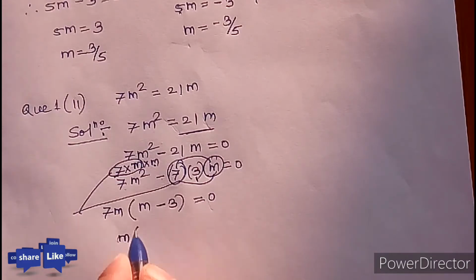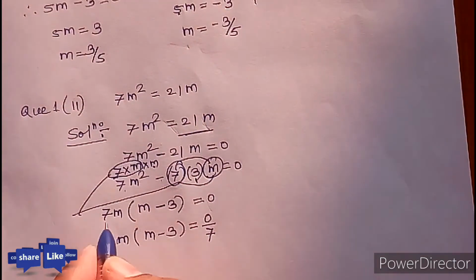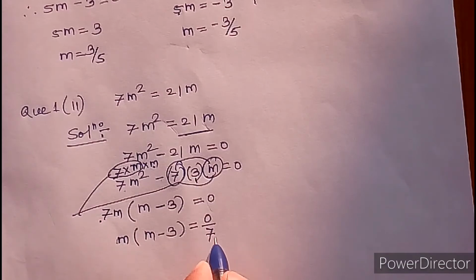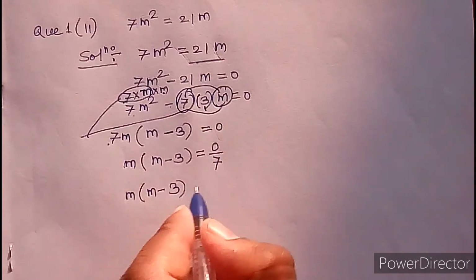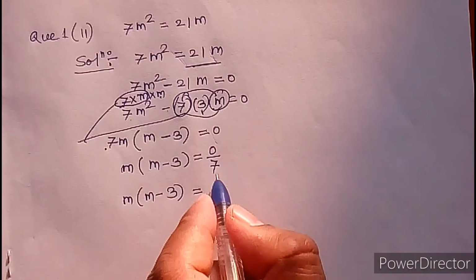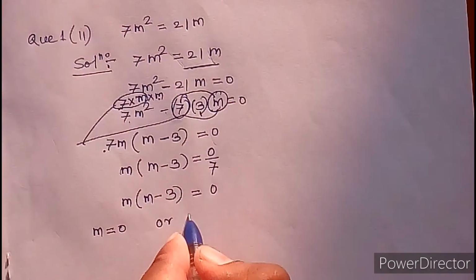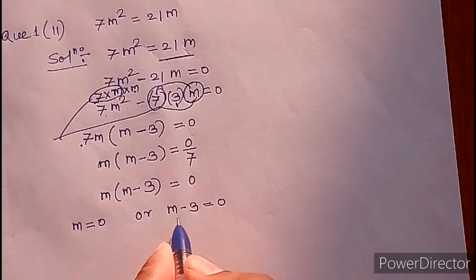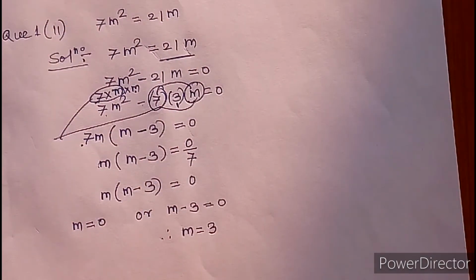It means that m into m minus 3 equals 0 divided by 7, because this 7 is in multiplication and on changing side it goes to division. Now m into m minus 3 equals 0 by 7, and 0 by anything is 0. We get m equals 0 or m minus 3 equals 0. Therefore m equals plus 3. These are the two values of m.